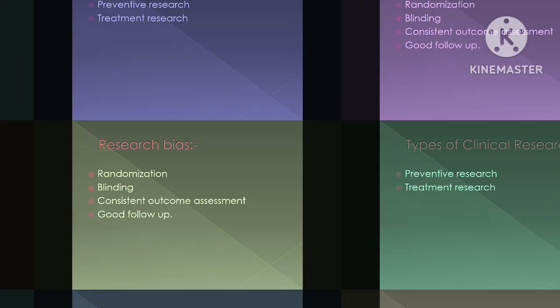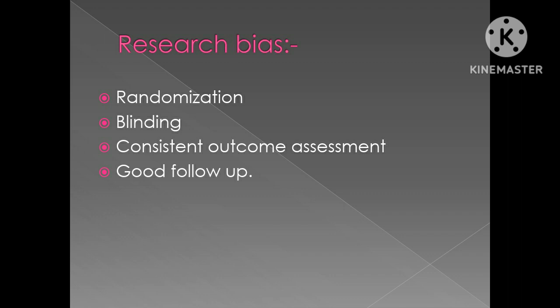So there is no research which is free from bias. It is important to learn about bias right from the beginning. So research bias is reduced by basically four processes. First, randomization. Second, blinding. Third, consistent outcome assessment. And fourth, good follow up.